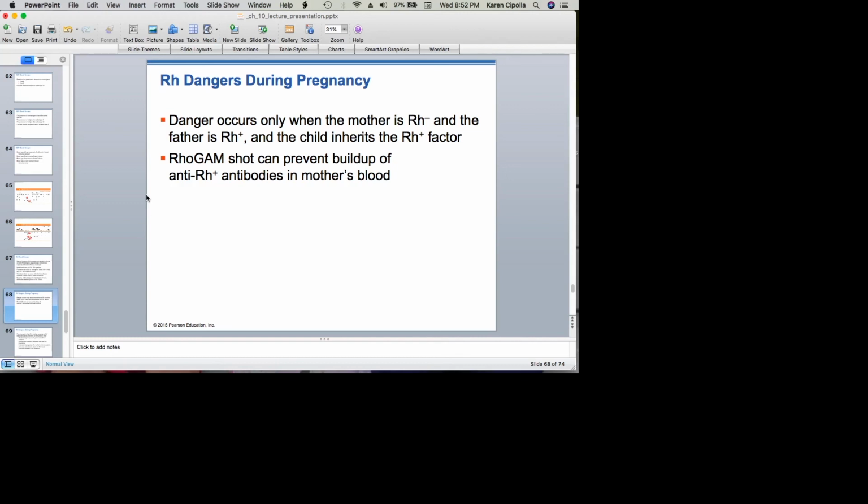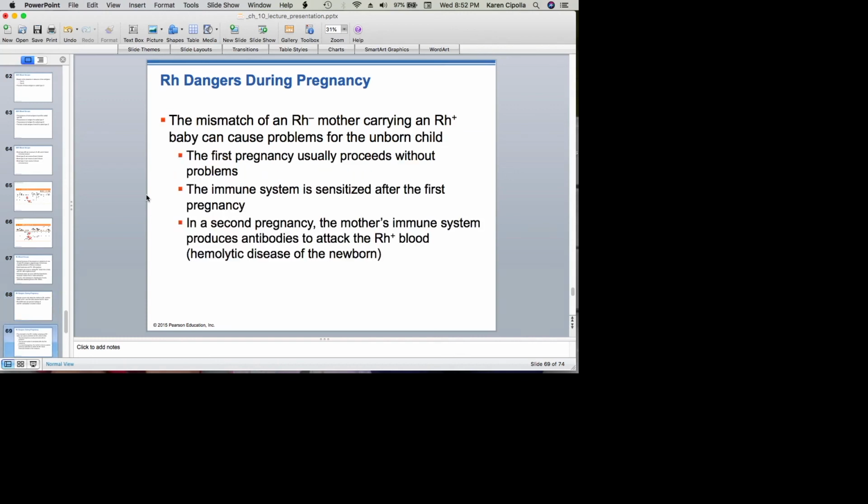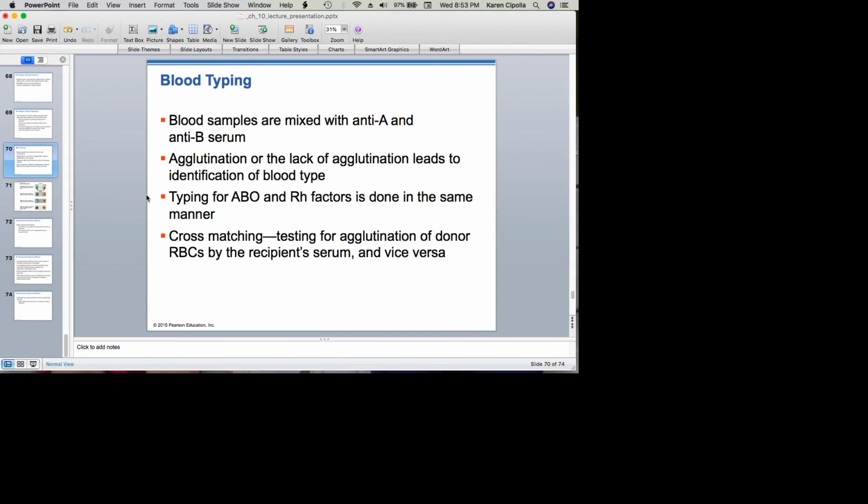RhoGAM can prevent the buildup of the anti-Rh antibodies in the mother's blood. So the first pregnancy, you'll have no problems, but then the immune system becomes sensitized. It's the way our immunizations work, in that they sensitize the body for the foreign object, for the virus, for the bacteria, and then once you're exposed to it again, your immune system attacks it. It is the exact same thing in the pregnancy. This is why blood typing is pretty important.